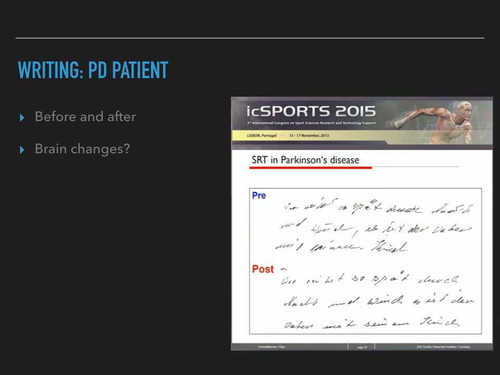So up to this point, we've looked at the SRT as a way to help the stretch reflex, the spinal cord, and these unconscious reactions. But what we're seeing with this writing is that it improved. So there must be something where the SRT is actually improving their ability to use the basal ganglia in these slow and accurate movements. It's not yet clear how.